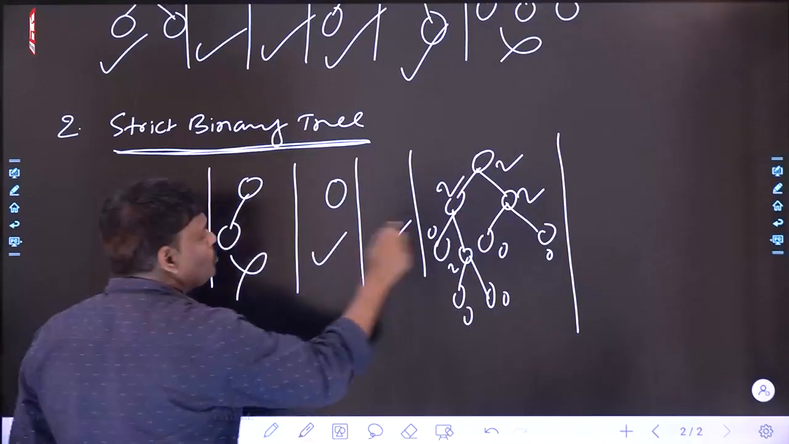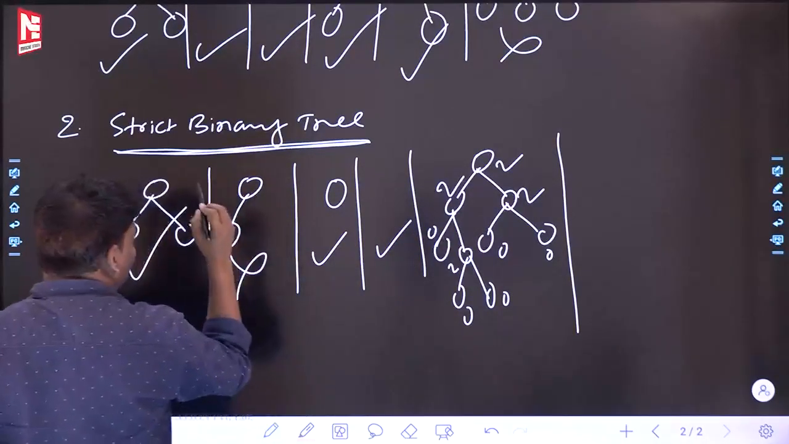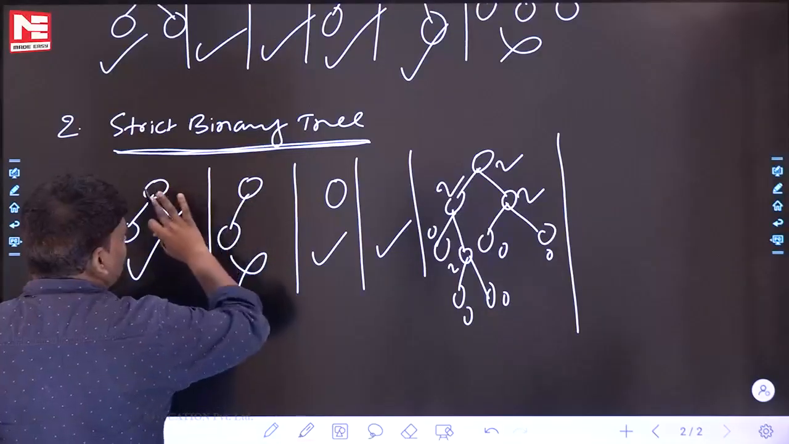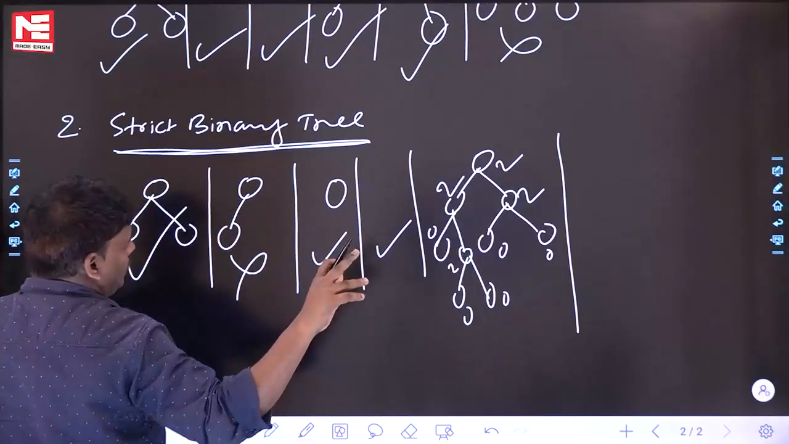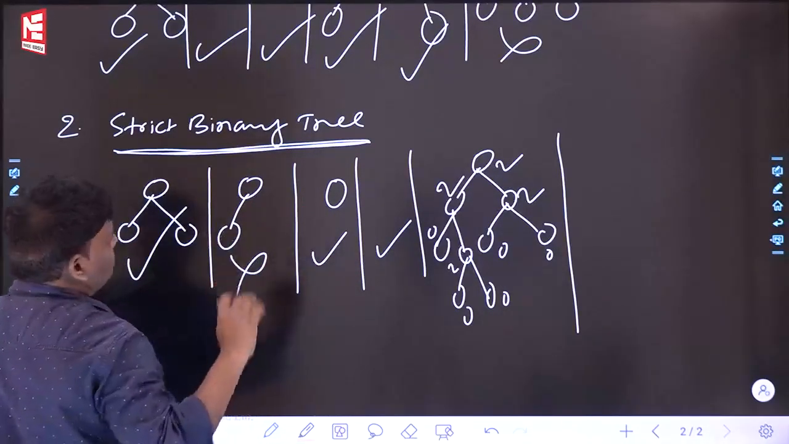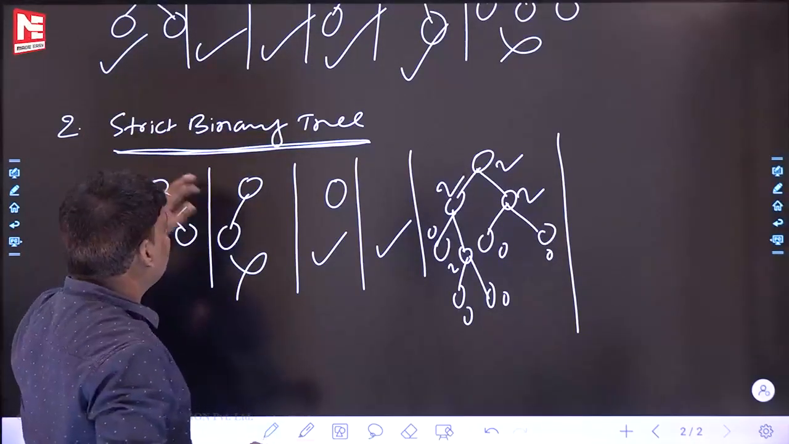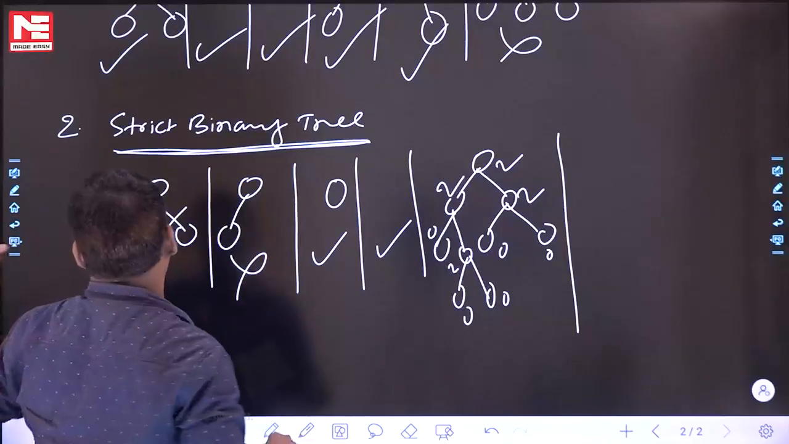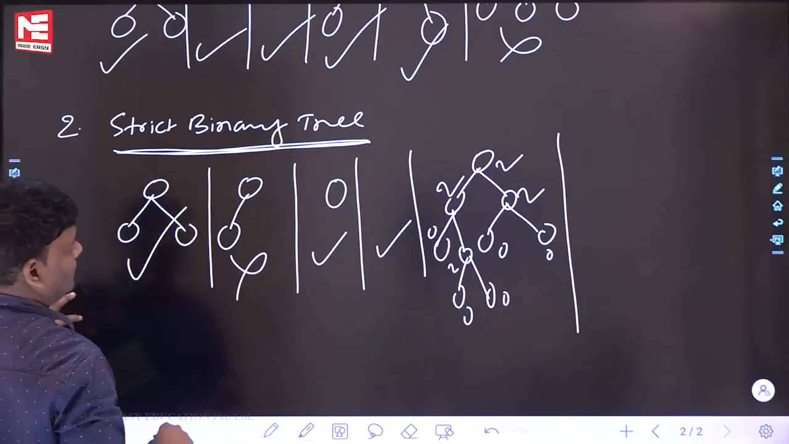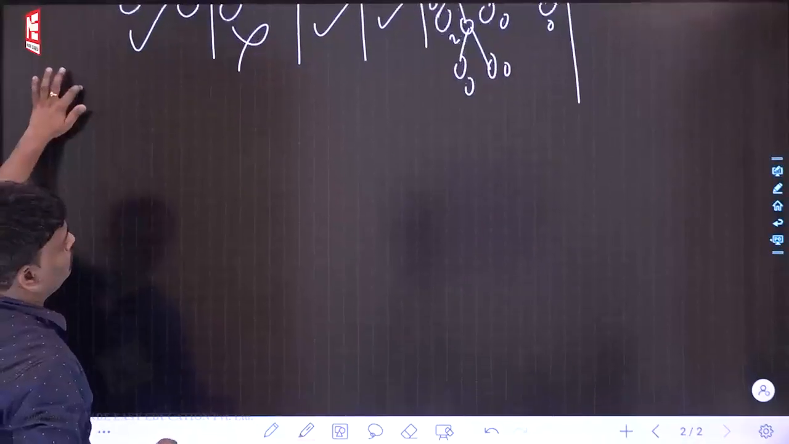So every node should contain either 0 child or 2 children. That is called a strict binary tree. I gave one nice example also. Please take care. Binary tree means every node contains maximum 2 children. Strict binary tree means everyone has either 0 or 2. That is a strict binary tree, that is fine. Let's go to the next one.